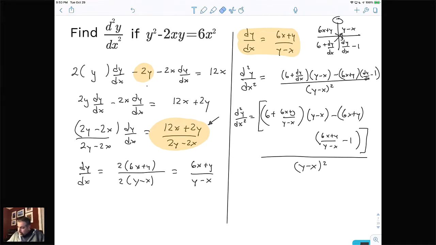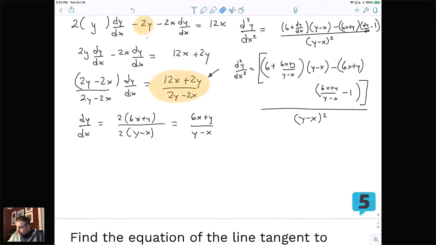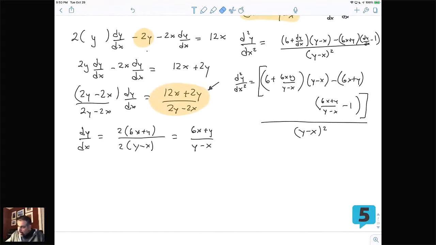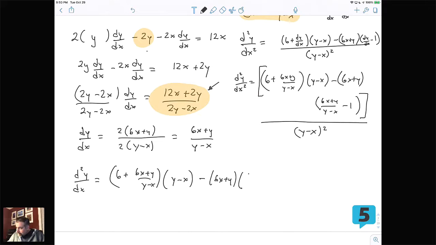So what I'd like to do is write this the way I would expect my students to write it. The way I would have my students write it is, starting over here, the second derivative is equal to 6 plus 6x plus y over y minus x. There's my first factor. y minus x is my next factor. Minus 6x plus y is the next factor.